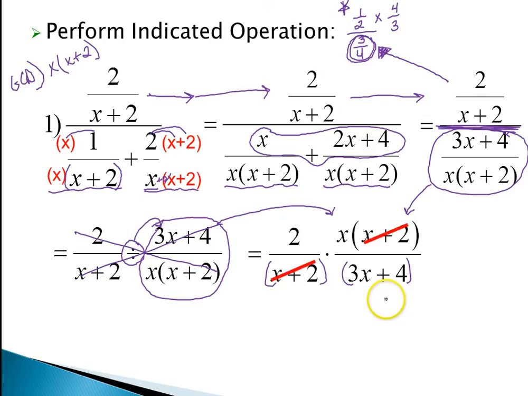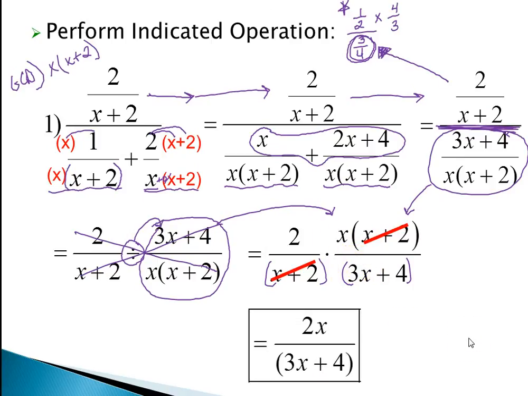I have an x plus 2 on top and bottom. Is there anything else that's constant, that's the same? Remember, we can't take the x out of here. This x goes with the 3. So nothing else can be simplified. So we have 2x on the top, 3x plus 4 on the bottom. Let's look at another one.